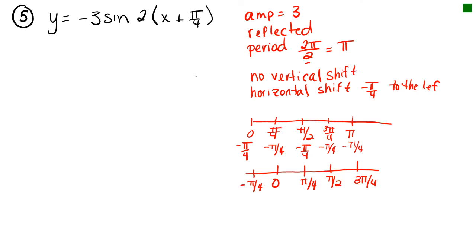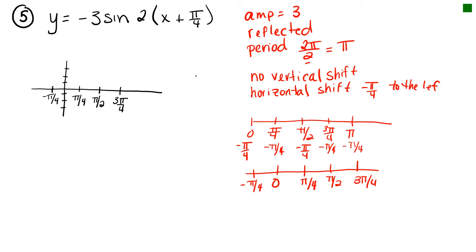All right, so let's graph that. And we're reflected, so we're going to move down first instead of up first. We're going to start at negative pi fourths, and then we're going to go to 0, and then to pi fourths, and then pi halves, and we're going to end at 3 pi fourths. And we're going to go up 3, we're going to go down 3.